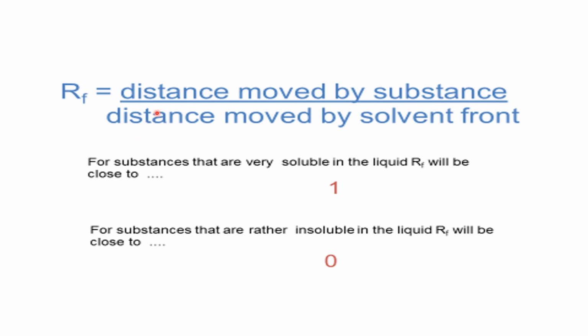So the distance moved by the substance divided by the distance traveled by the mobile phase, and for substances that are very soluble in the liquid, RF value will be close to 1 but less than 1, and for substances that are rather insoluble in the liquid, RF value close to 0 but more than 0.